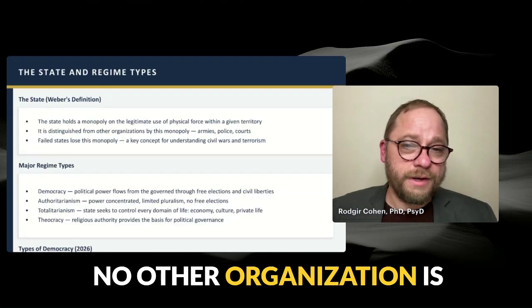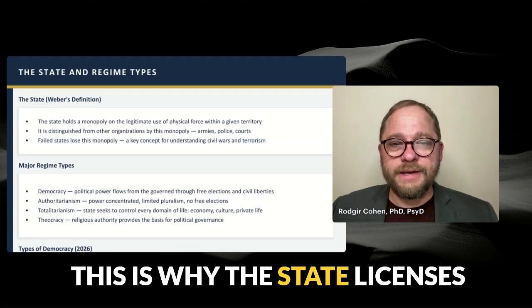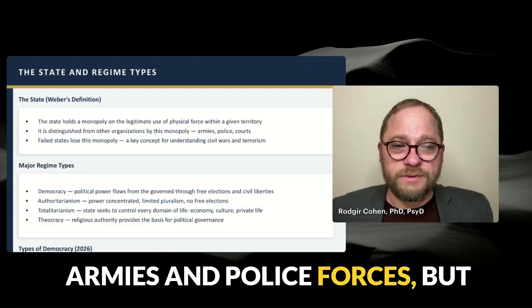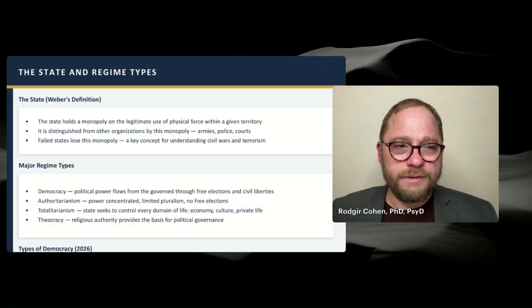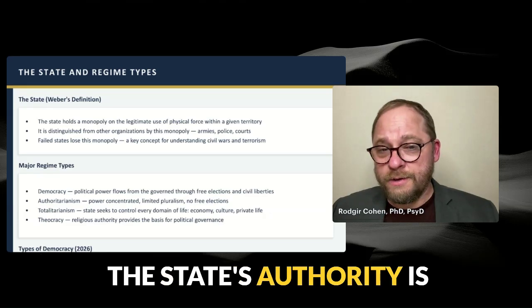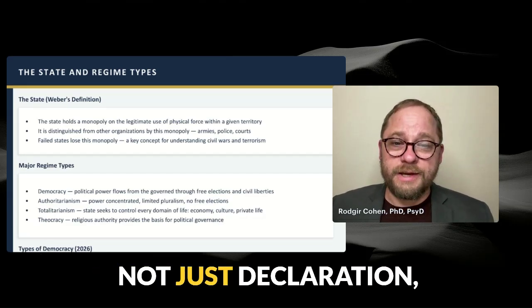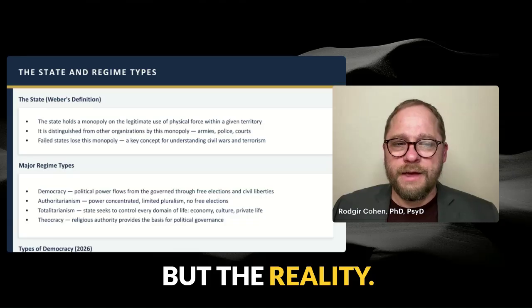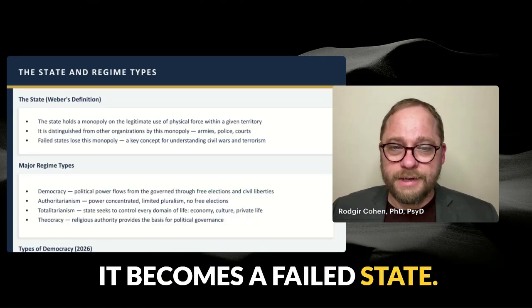Monopoly. No other organization is allowed to use violence as a matter of policy. This is why the state licenses armies and police forces but prohibits private militias from maintaining standing armies. Territory. The state's authority is geographically bounded. And successfully. What makes it a state is not the declaration, but the reality. If the government cannot actually maintain this monopoly, it becomes a failed state.